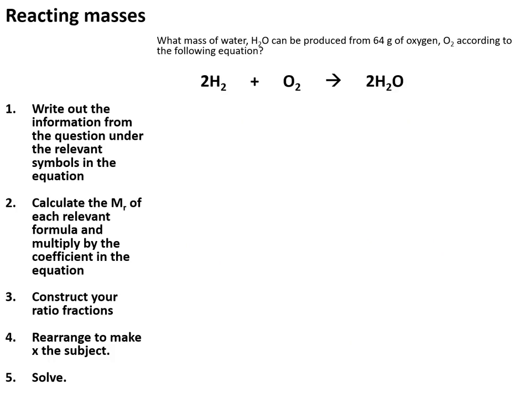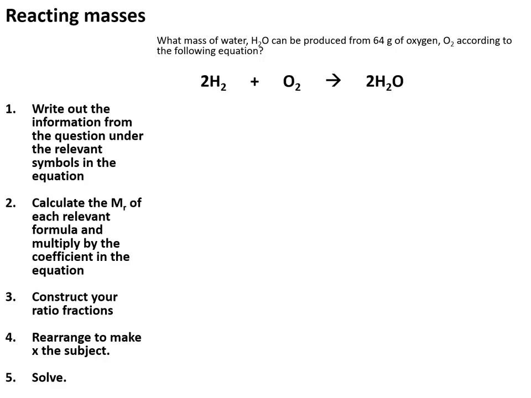Reacting masses questions are ones that ask us, if you've got 5 grams of substance A, how much of substance B will you make? Or if you've got 10 grams of substance B, how much of substance A will react with it? Or if you want to make 50 grams of substance B, how much of substance A do you need? But they all follow the same pattern.